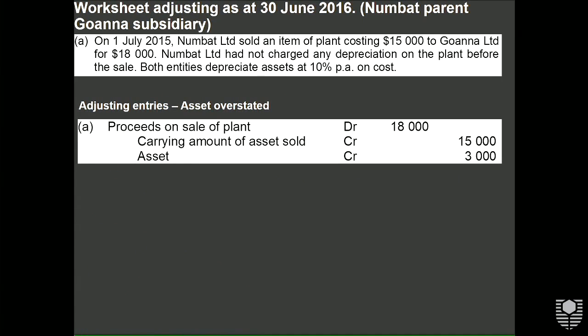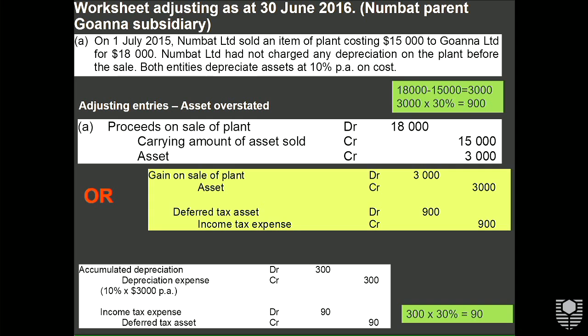And then just to remind you what our adjusting entries are. Let me go pop them on. So the first one here, Numbat is the parent and Goanna is the subsidiary. On the 1st of July 2015, Numbat sold an item of plant costing $15,000 to Goanna for $18,000. So what we're showing is an overstatement there of $3,000, aren't we? That's $3,000 worth of money that they haven't really earned. Numbat had not charged any depreciation on the plant before the sale. Both entities depreciated the asset at 10% per annum on cost.